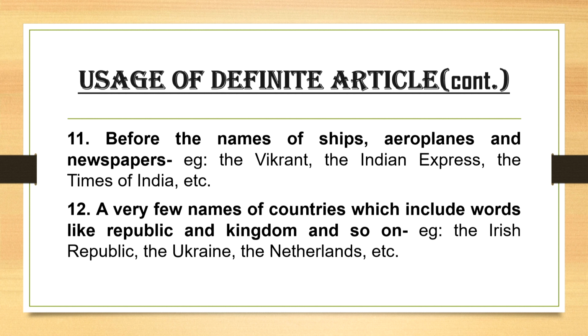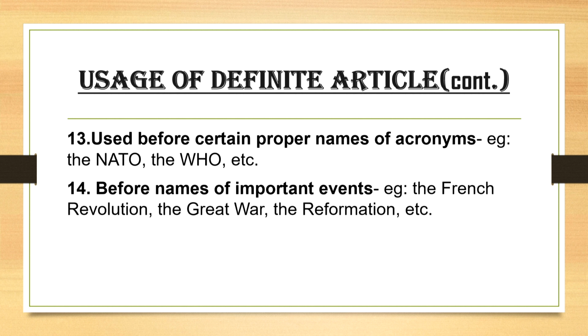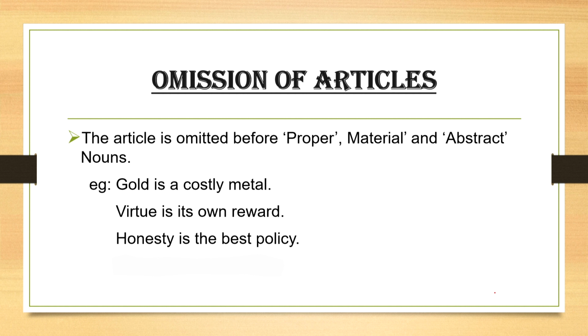Moving on, a very few names of countries which include words like republic and kingdom and so on, for example, the Irish Republic, the Ukraine, the Netherlands, and so on. Now, definite article is also used before certain proper names of acronyms, for example, the NATO, the WHO, and so on. Now, it is also used before names of important events like the French Revolution, the Great War, the Reformation, and so on. Now, moving on, let us start with another topic, that is omission of articles.